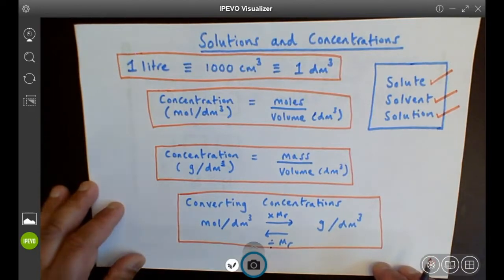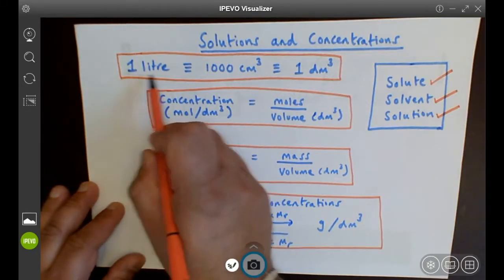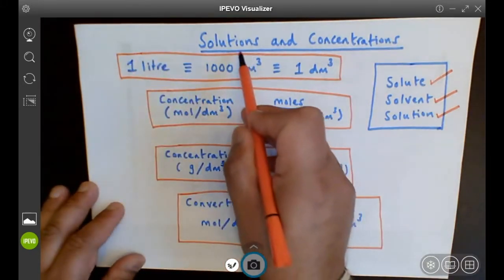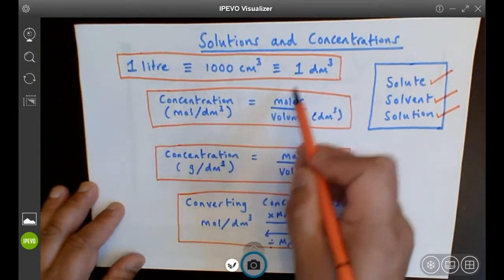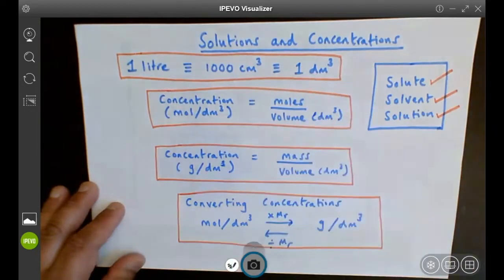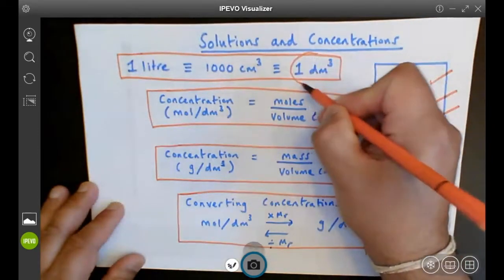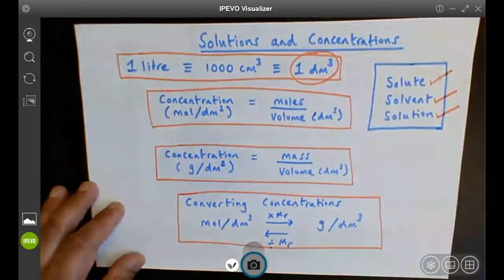The next thing you need to know is about volumes themselves. And in chemistry and in maths, 1 litre is equivalent to 1,000 centimeters cubed, which is also equivalent to 1 decimeter cubed. Whenever we quote volumes in questions which involve concentrations, we always need to use decimeters cubed, and I'll explain that as we go through.